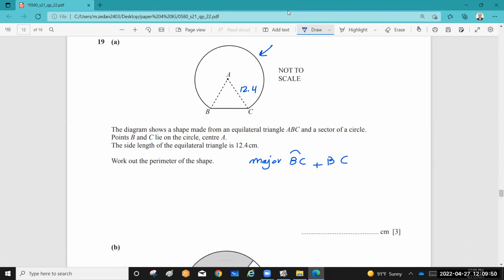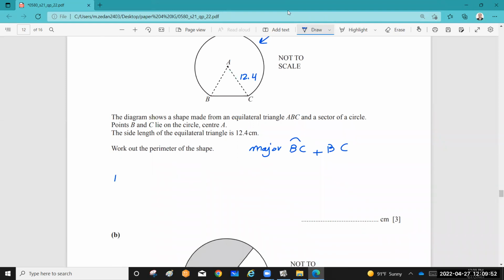So I want to find the length of the major arc BC first. This angle, of course, in an equilateral triangle, the interior angle is 60, and the reflex angle on the other side is 300, 360 minus 60. So the length of the arc is 300 over 360 times the circumference of the circle, which is 2 pi r, 2 times 12.4 times pi. The answer is 64.93.